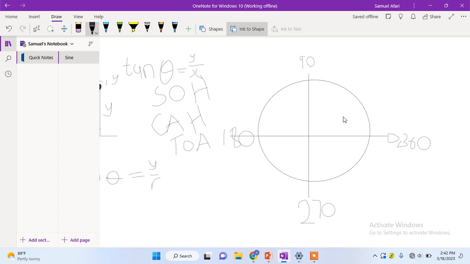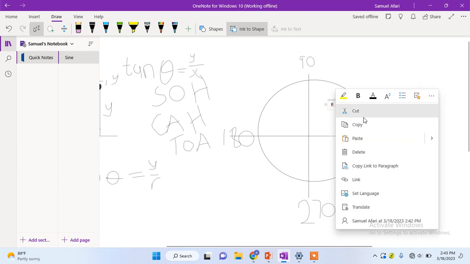Since we measure in the anti-clockwise direction, this quadrant is going to be called our first quadrant. So that is our first quadrant. Let me write that. So this is our first. Let me increase the font a little.